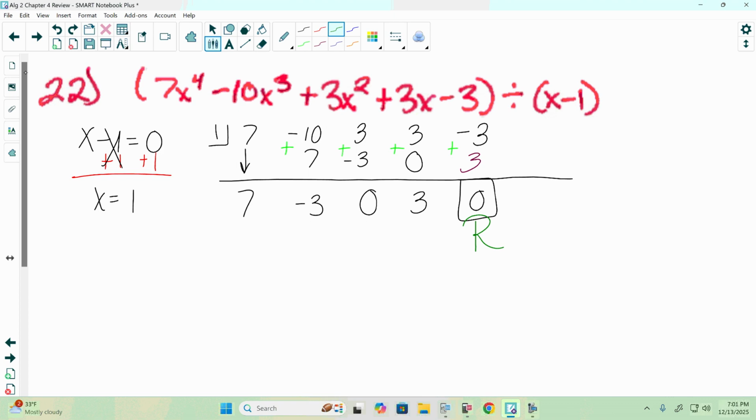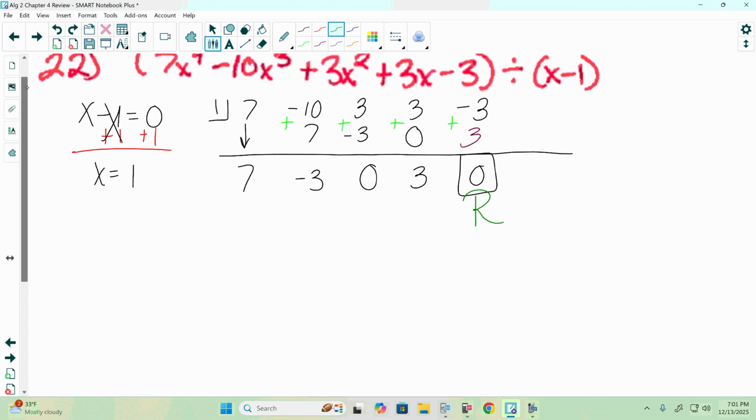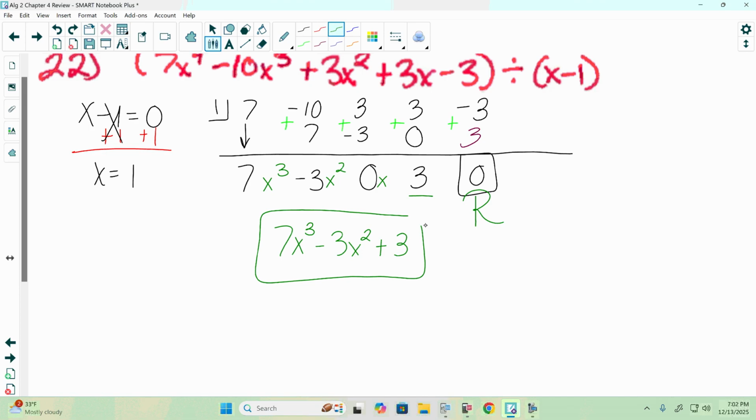Dividing by 2 terms, so our last term is the remainder. Our 3 is our term without x, 0 is our term with x, negative 3 is our term with x squared, and 7 is our term with x cubed. Telling us we have 7x cubed minus 3x squared plus 3. Now we know the 3 is positive because there's not a sign in front of it, so it's understood to be positive.